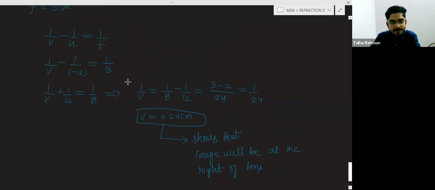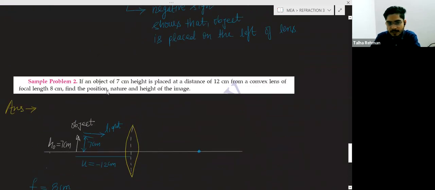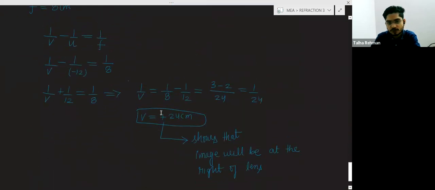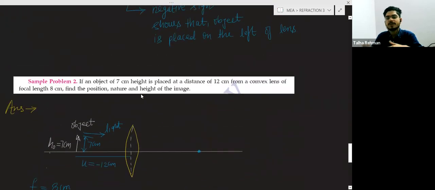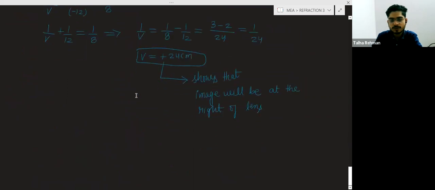Now they are asking about the position. We have found the position of the image. They are asking the nature of the image. Nature means whether the image is real or virtual, and we can find it with the help of the magnification. You will use the formula of magnification, that is height of the image divided by the height of the object, and another formula, position of the image divided by position of object. Now you do not have the height of the image, but you have both these terms, so you will use this formula.